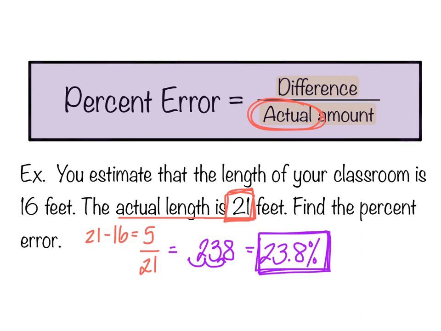That's how you find percent error. It's difference over the actual amount, not the original amount, because there is no original amount. There's a wrong answer and there's a right answer, so always put it over the right answer.